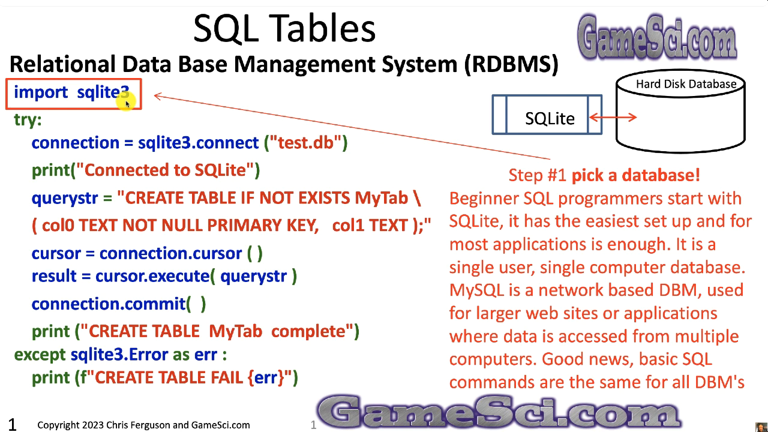This is version number 3 of the program. Step number 1, we have to pick a database. Beginner SQL programmers start with SQLite. It's the easiest setup, and for most applications, it's enough. It is a single-user, single-computer database. MySQL is a network-based DBM. It's used for larger websites or applications where data is accessed from multiple computers.